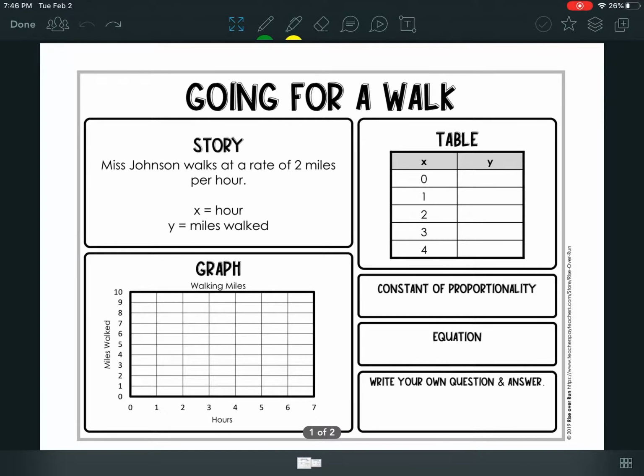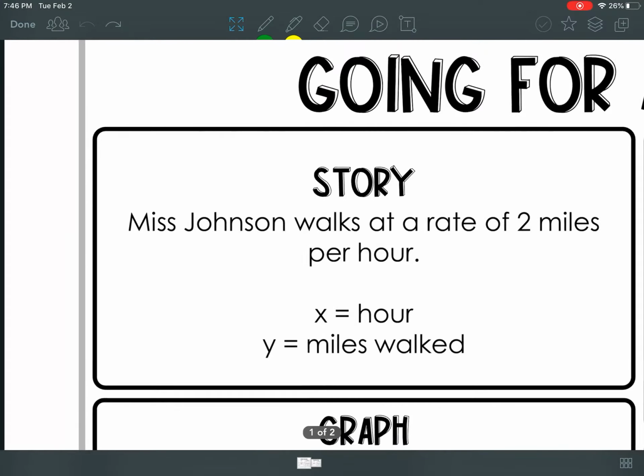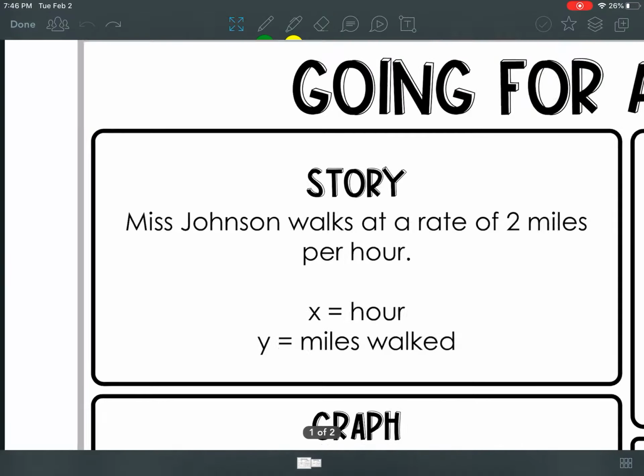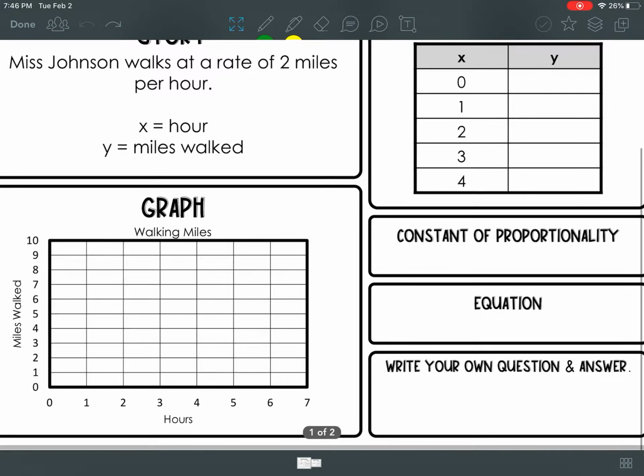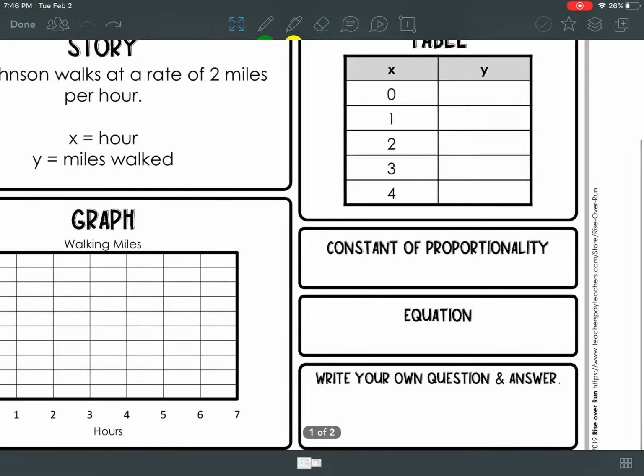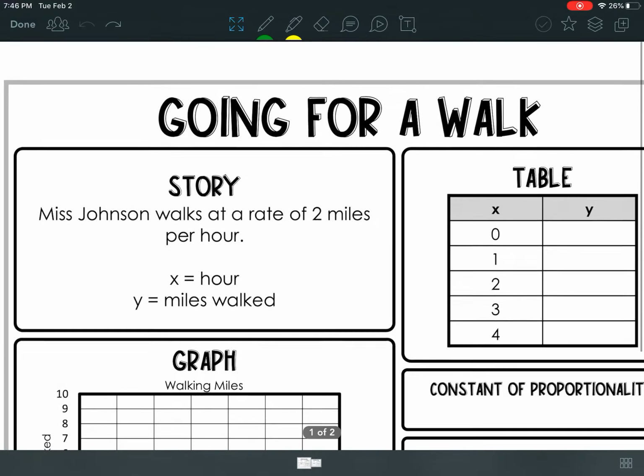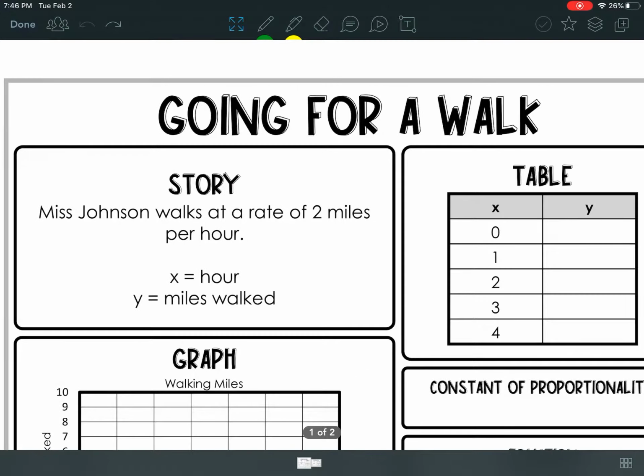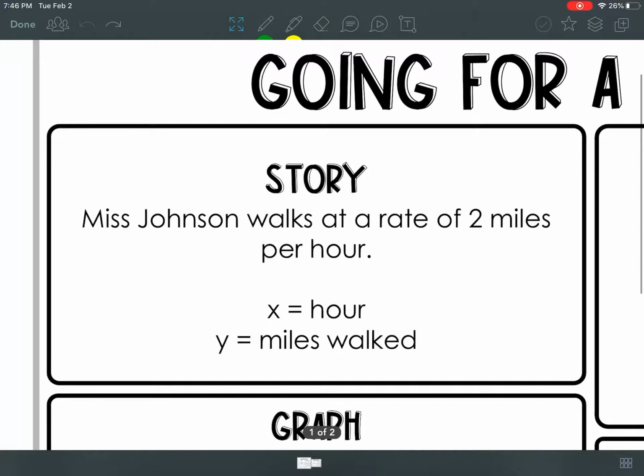With today's lesson over proportional relationships, we're going to be able to look at it from a scenario point of view. We've done a lot of work with slope, constant of proportionality, proportional relationships. Now we're going to look at this as a story problem, and then we're going to take that story problem and represent it in multiple ways, in a graph, in a table, constant of proportionality, and also write an equation for it. So this scenario is about going for a walk.